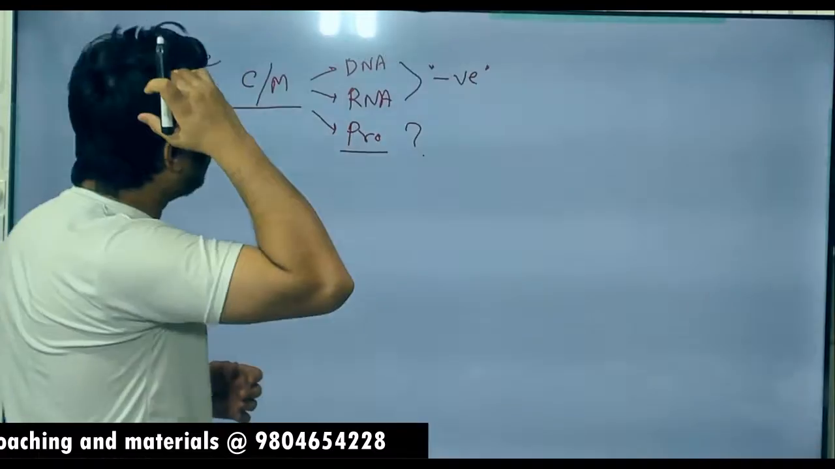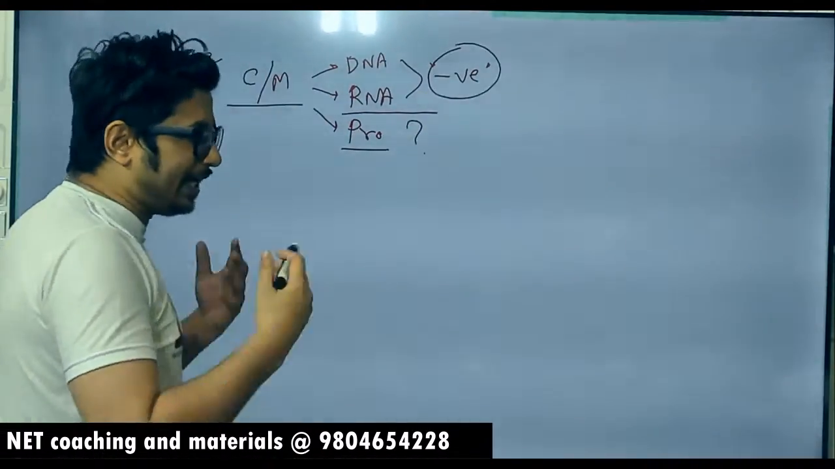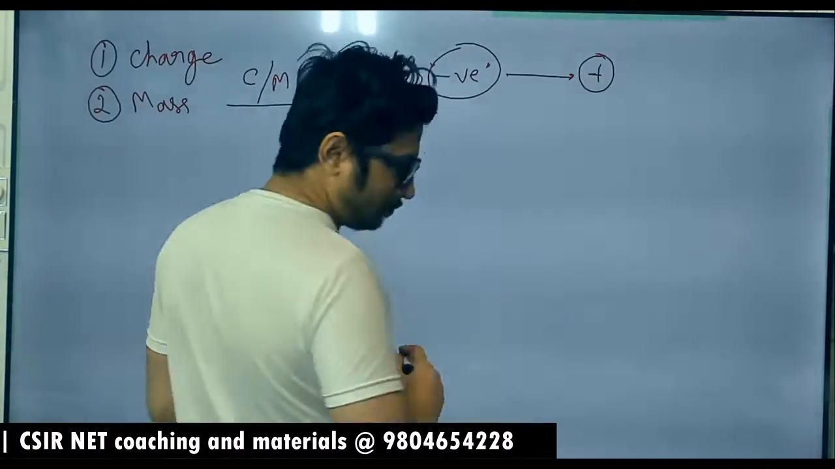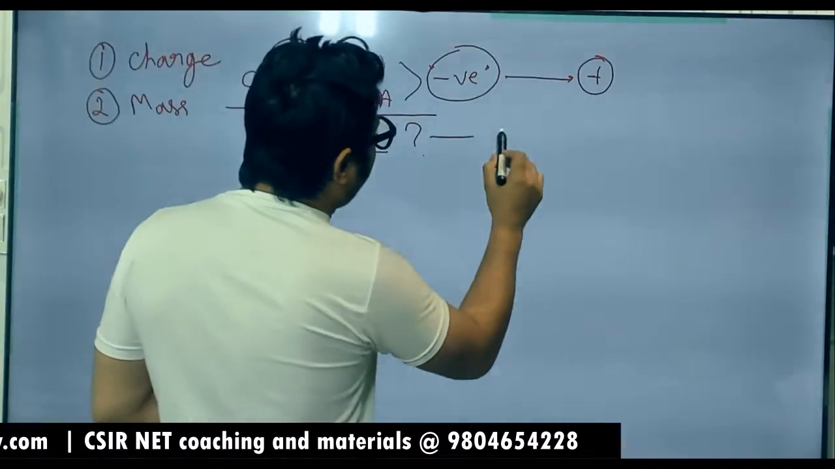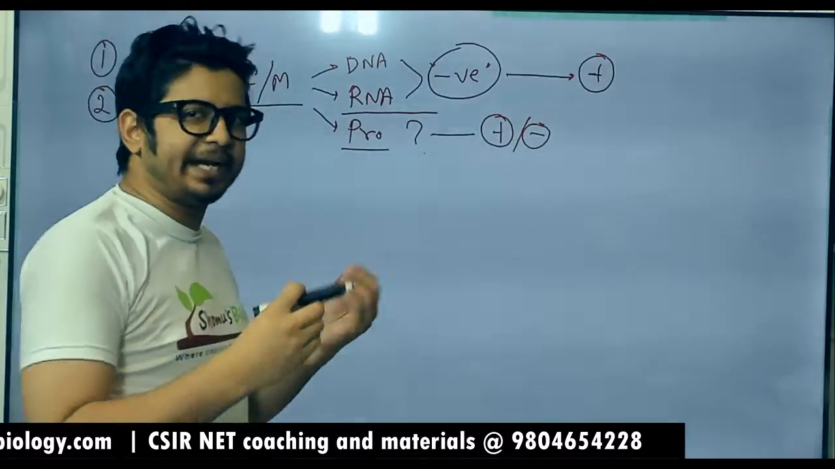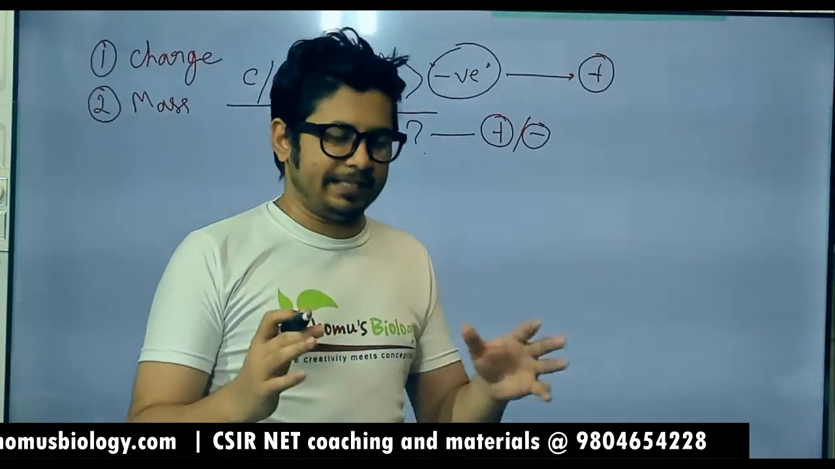So when we are separating DNA and RNA, we have a default negative charge which helps the DNA and RNA to migrate towards the positive charge. While we are separating proteins, we need to add some charge to them, okay? And what we do is add negative charge to them. We'll talk about that later in detail.